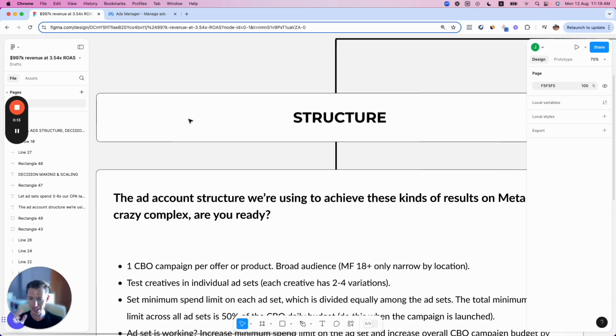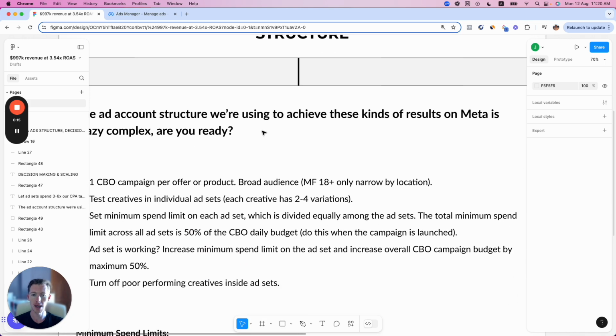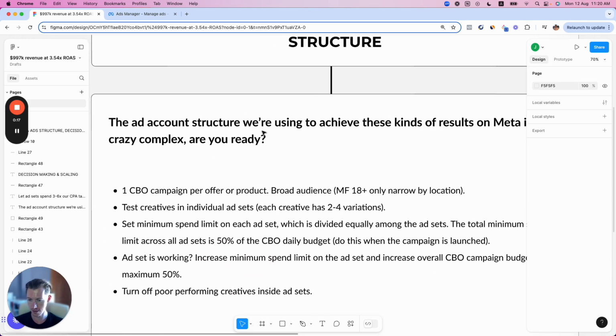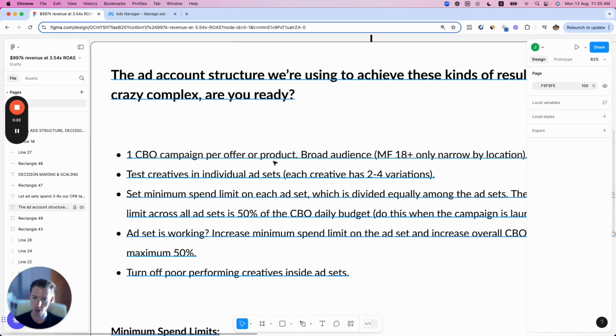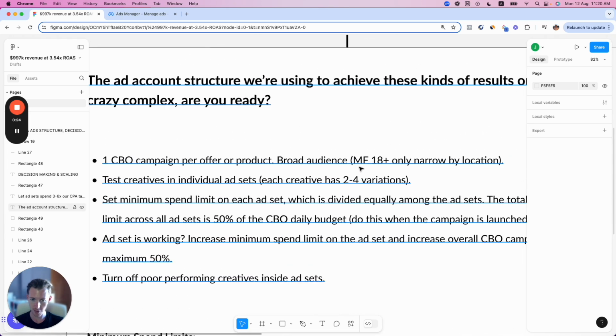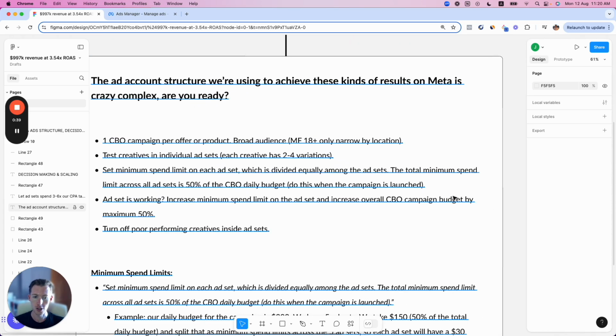And the ad account structure we're using to achieve these kinds of results on Meta is crazy complex. You ready? One CBO campaign per offer or per product. Broad audience, male, female, 18 plus, you only narrow by location. We test creatives in individual ad sets. Each creative has 2 to 4 variations each. We set the minimum spend limit on each ad set, which is divided equally among the ad sets. The total minimum limit across all ad sets is 50% of the CBO daily budget, right?